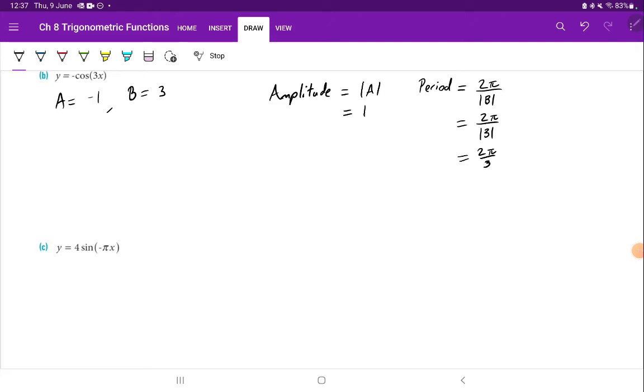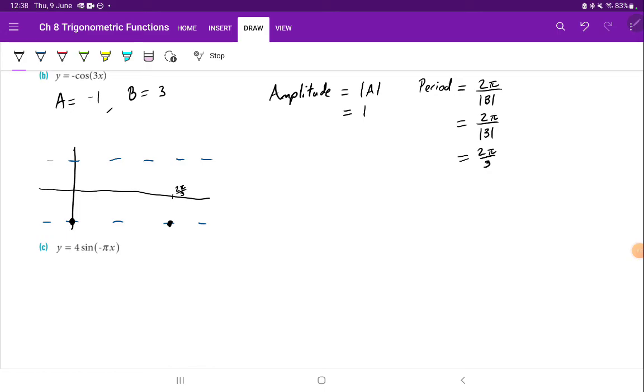Now the cos function starts at a maximum. So our amplitude says that it's going to be between here and here. The fact that it's a cos function tells us that it's going to start either at a maximum or a minimum. Now, because it's got a negative out the front, that does mean it has been reflected. And because it's been reflected, it's going to start at a minimum instead. And it isn't going to repeat until the next minimum at 2 pi on 3.